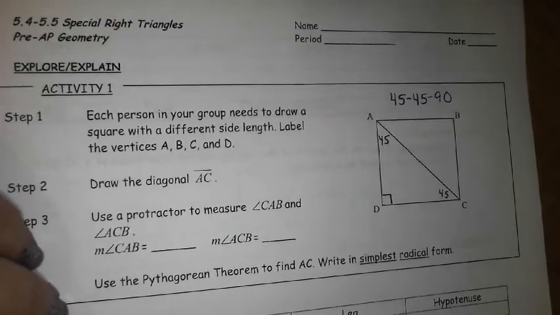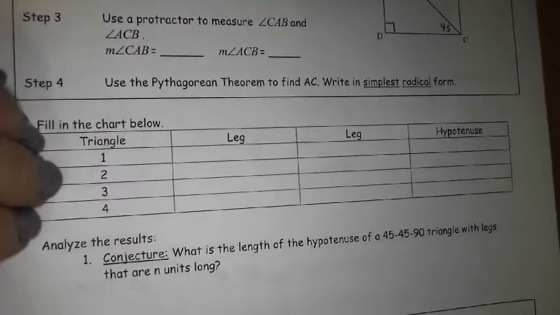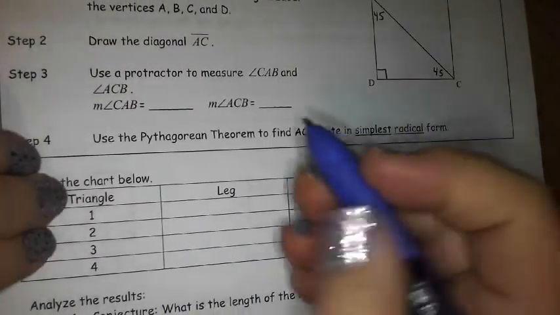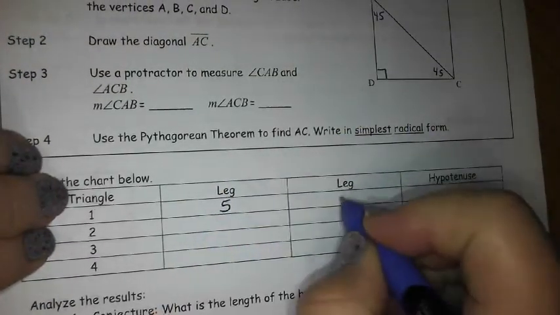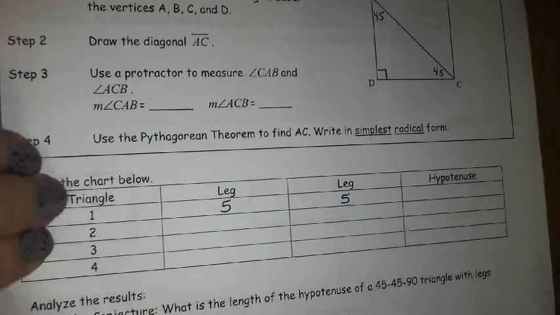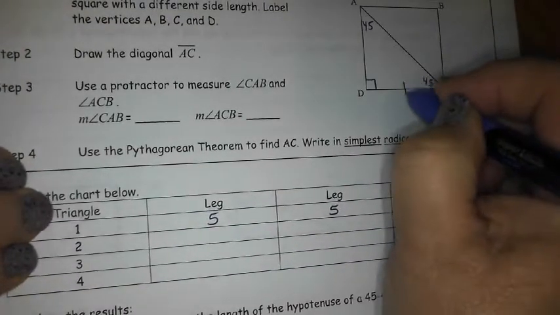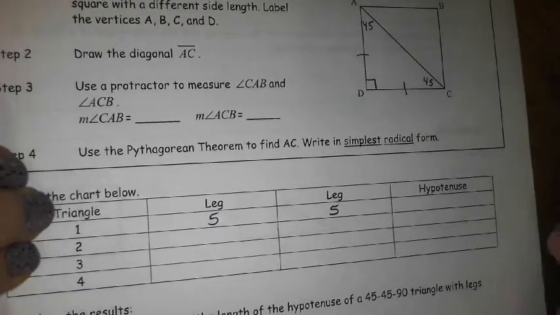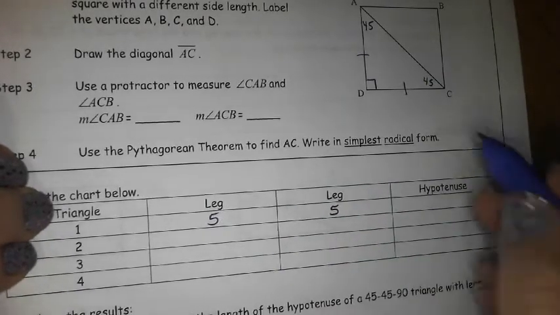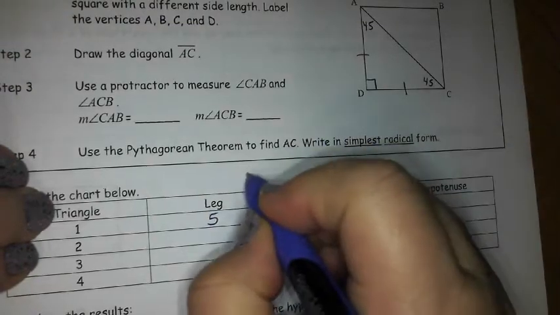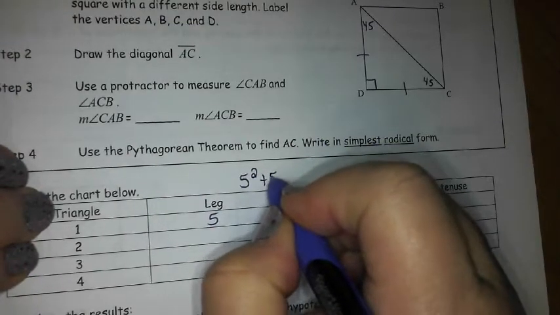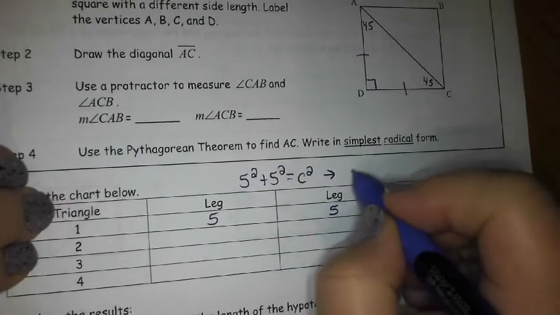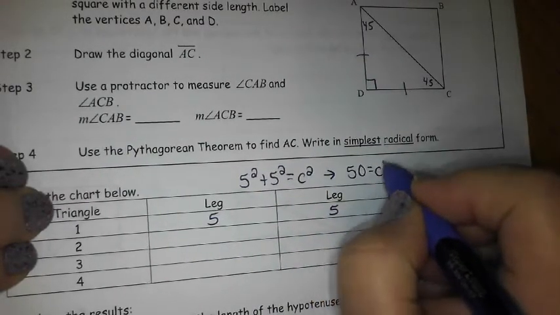So in the class lesson, we would put you into groups and have you pick a length for your leg. So for example, I pick 5 for my 2 legs because the angles are the same, so the sides are the same. Now when I do the Pythagorean theorem to find out my hypotenuse, I do 5 squared plus 5 squared equals c squared, which gives me 50 equals c squared.